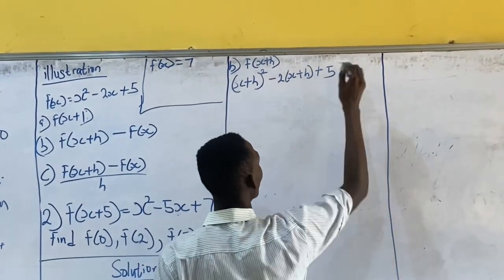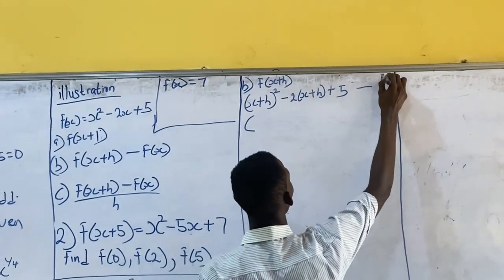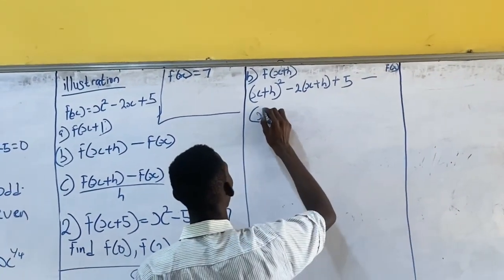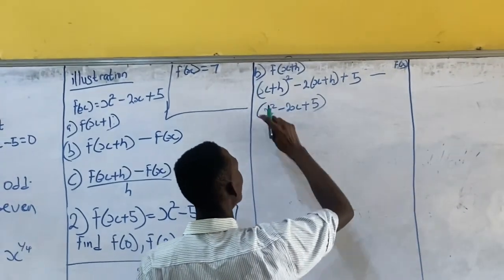Now we all know that function of x still remains this, so we just rewrite it, but be careful because of the sign minus. Then we'll open an entire bracket for it. This is the function of what? x itself. So we have x squared minus 2x plus 5. So we can now expand.